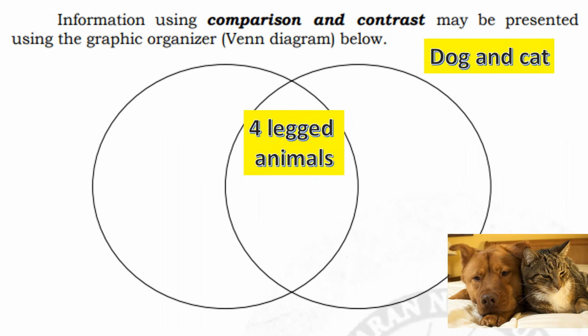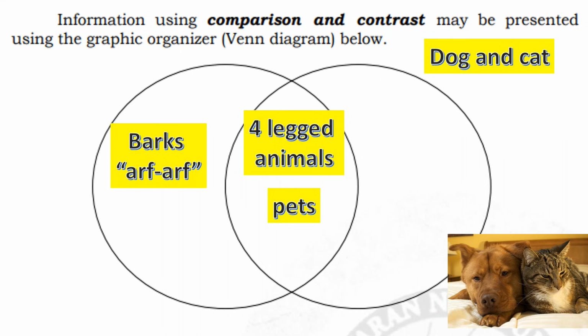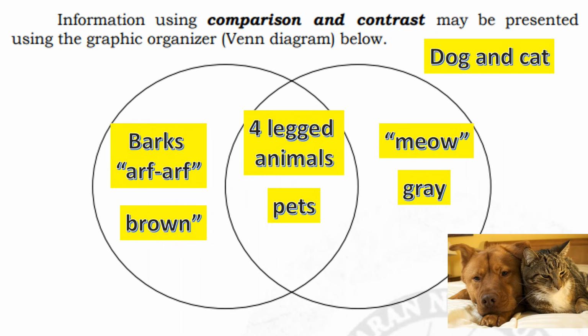Of course, both dogs and cats are four-legged animals. And yes, they are pets. So we can have them as pets in our own homes. And the contrast is the sound, of course: the dog barks, and the cat meows. And for this one, the color of the dog is brown and gray for the cat. So that is an example for comparison and contrast.